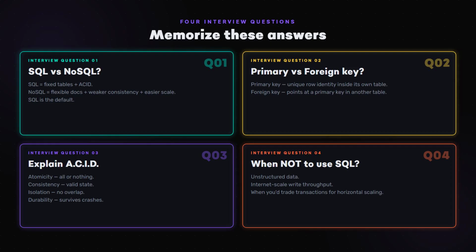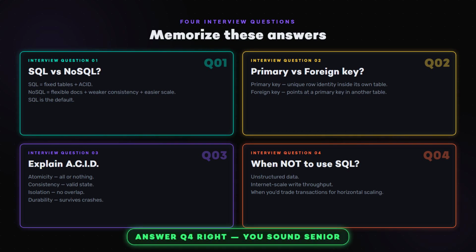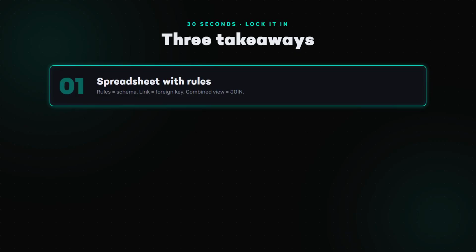Question 4. When would you not use a relational database? When your data is unstructured, when you need extreme write throughput at internet scale, when you don't need transactions and you would rather have horizontal scaling instead. That last answer alone will save you in interviews. Most candidates only know how to defend SQL. The ones who can also tell you when to leave it sound senior.